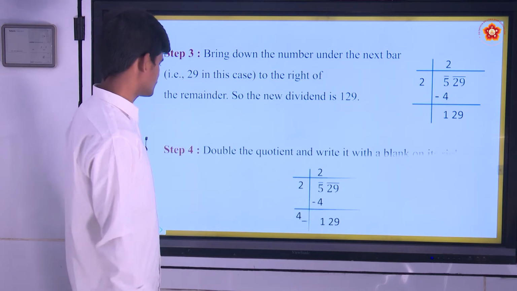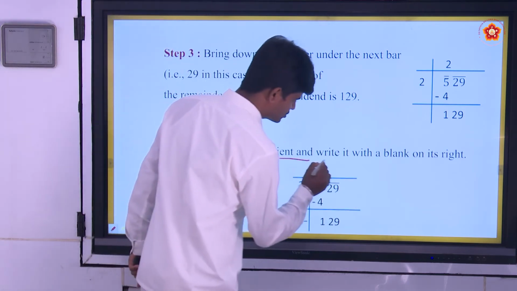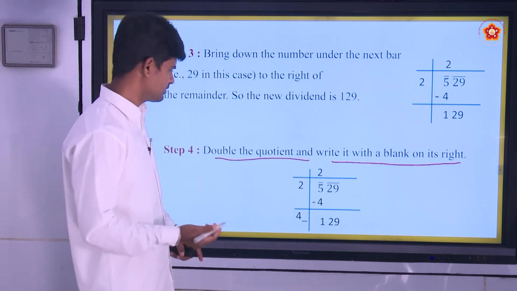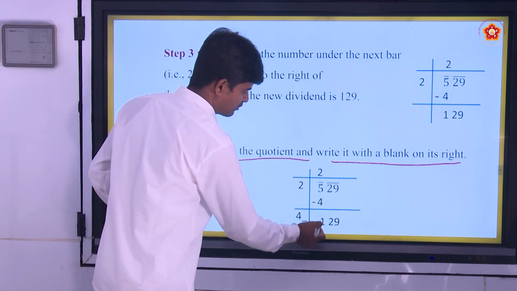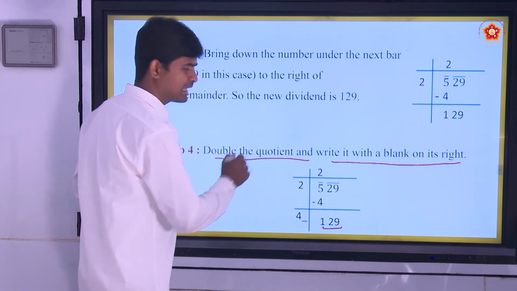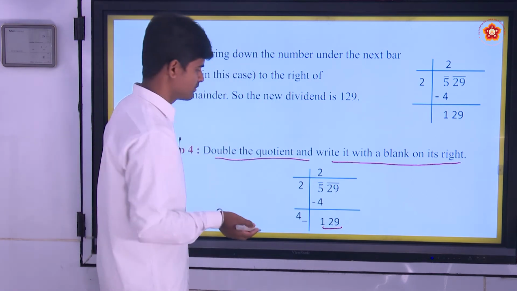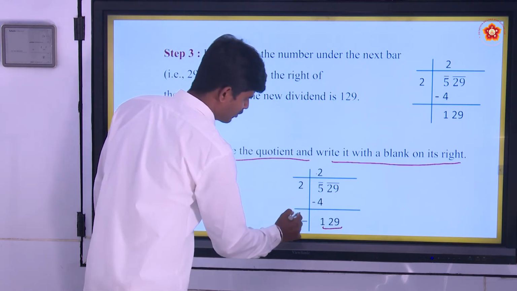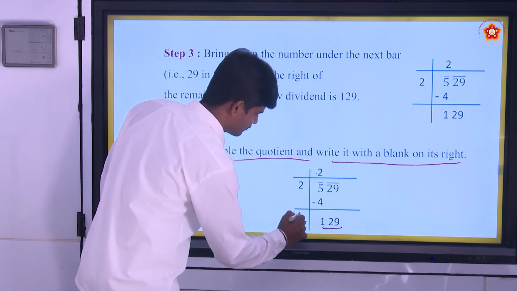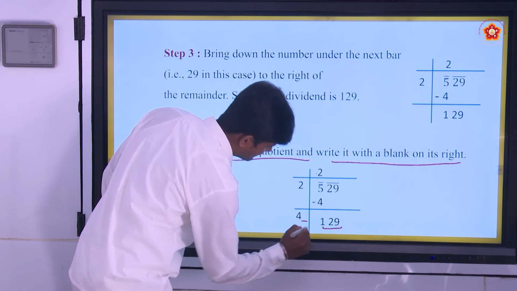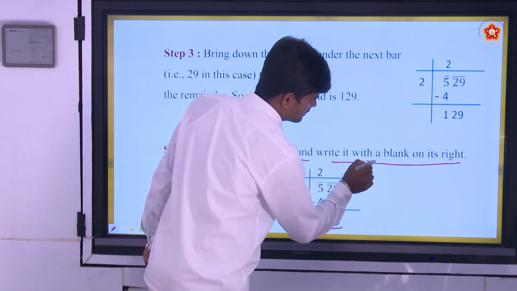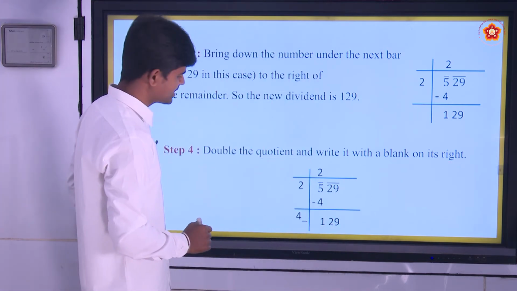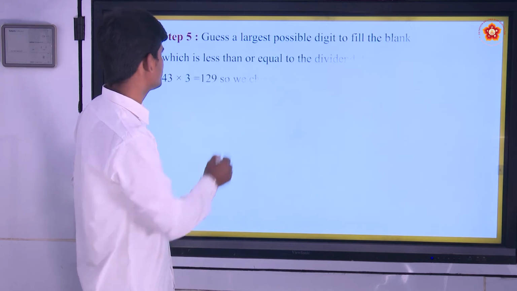Step 4. Double the quotient and write it with a blank on its right. Now double the quotient. Okay. Double the quotient: twice 2 is 4. Double it is 4, and at the right end we write it with a blank space on its right. What is the blank space? It is telling the next step. What you have to do?